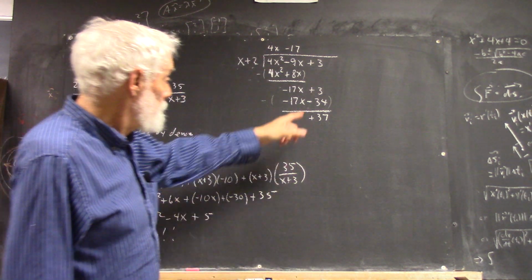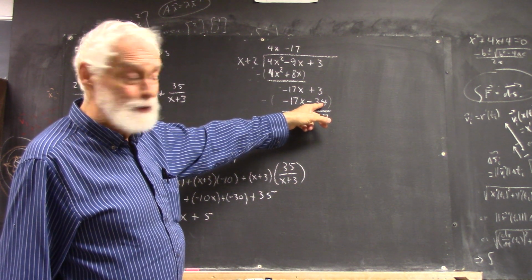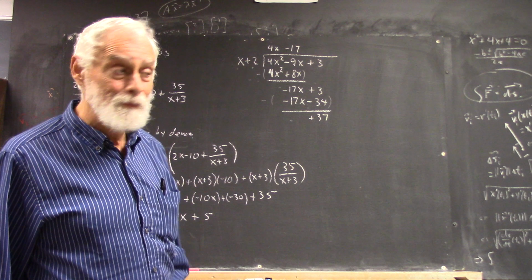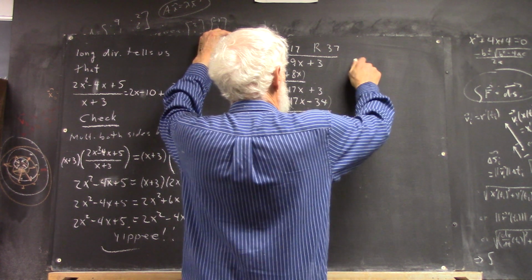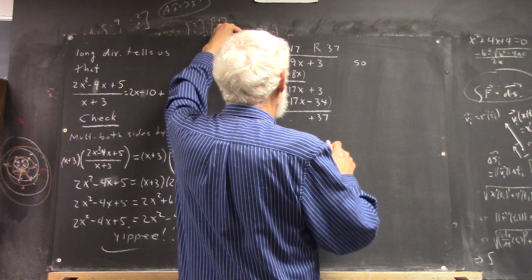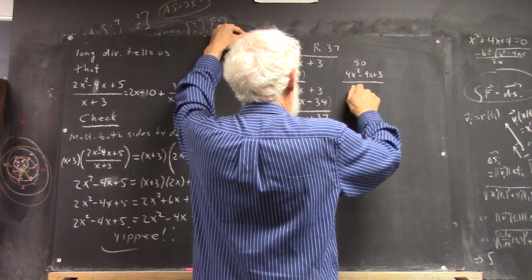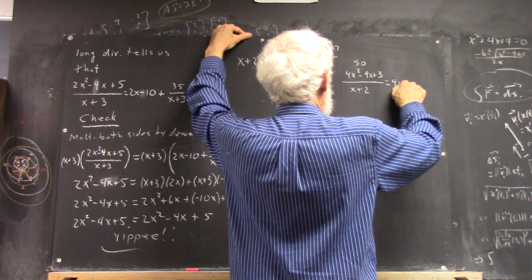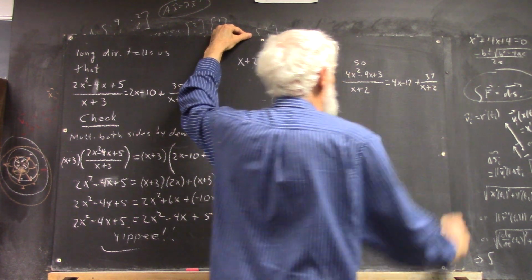Okay? Now if you had a plus 34 here, you don't want a plus 34 there. Okay? Because that means when you subtract this, you'd have to subtract 34 from 3, giving you negative 31. Okay? So you want to be careful about that. Anyhow, so that's what we have. So (4x squared minus 9x plus 3) over (x plus 2) should be equal to 4x minus 17 plus 37 over (x plus 2).